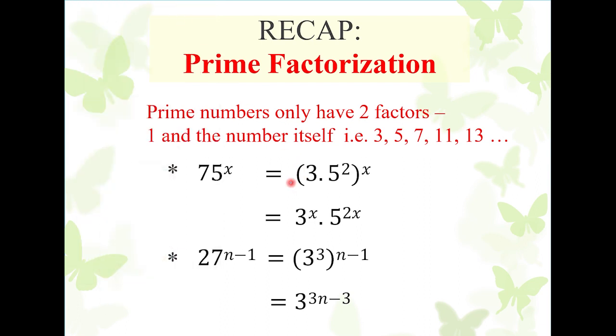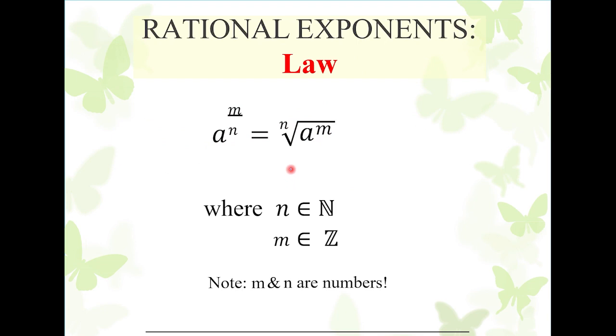All right, so now one of the things that you might have discussed as grade 11 was rational exponents. With rational exponents, we know that if we have a with the power of a fraction m over n, then that becomes what? The nth root of a to the power of m. One of the things I need to clarify also is that m and n are numbers.